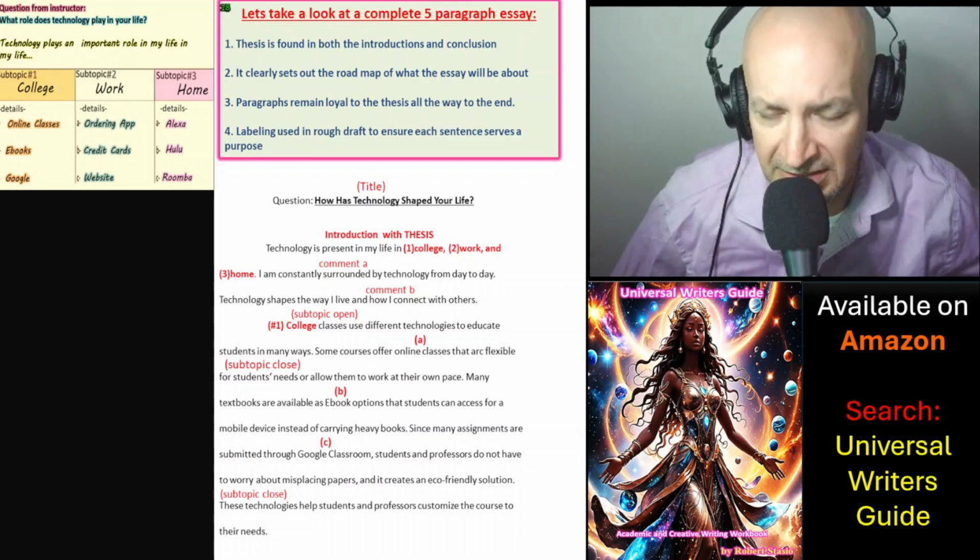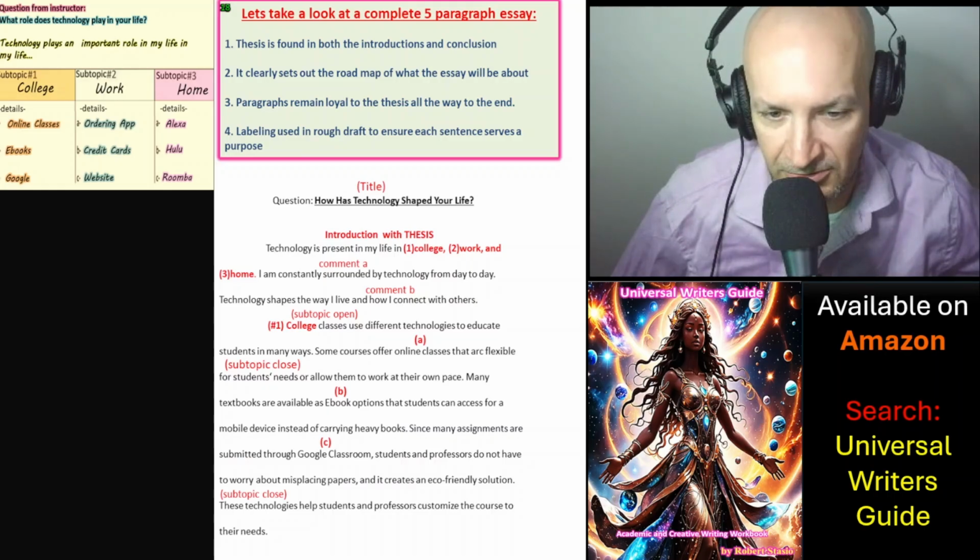Technology is present in my life in college, work, and home. I am constantly surrounded by technology from day to day. Technology shapes the way I live and how I connect with others. You see there, we discussed comment A and comment B. Notice how those 2 sentences are a little bit for show, but the biggest thing is they do not use up information that we're going to be using in the paragraphs. When you look over to the left, the specifics and the details don't veer off course.